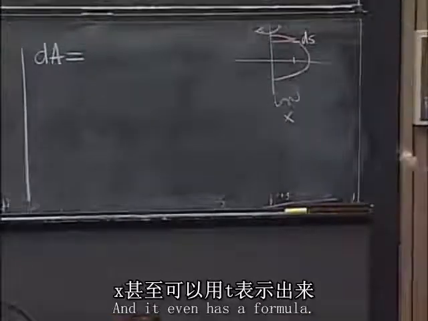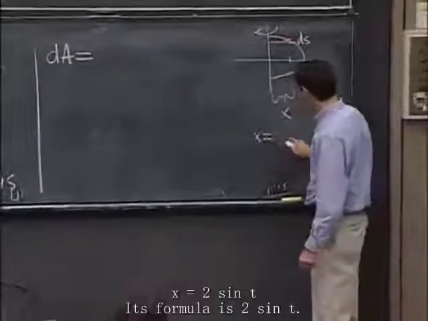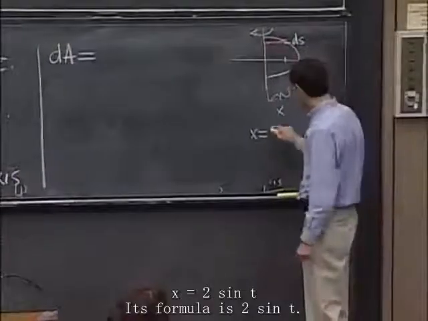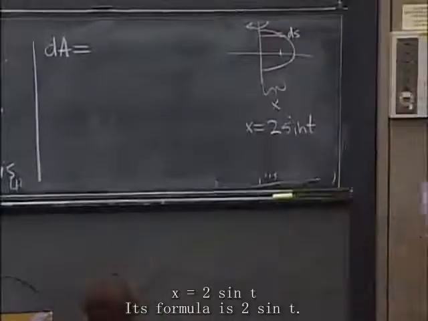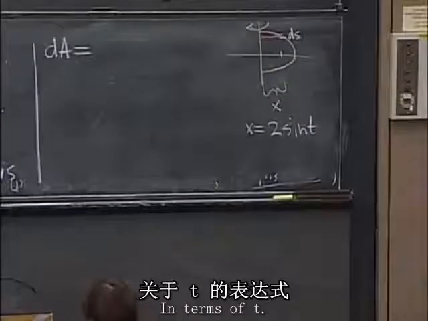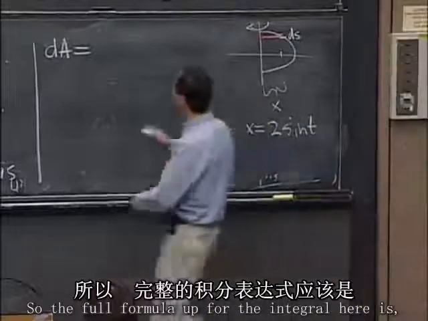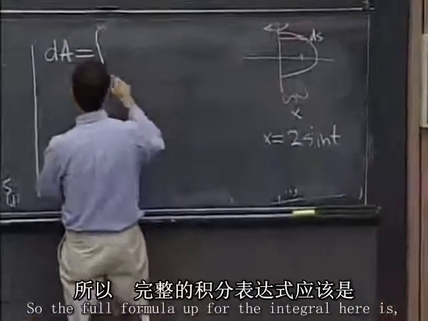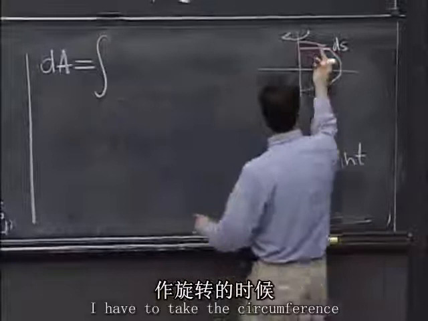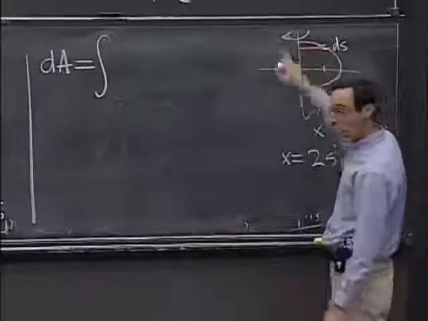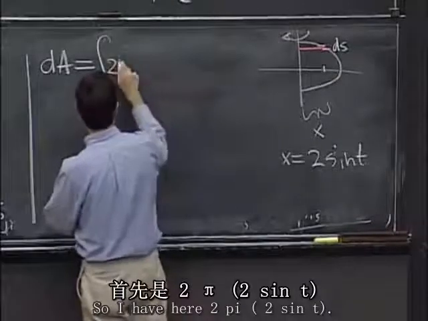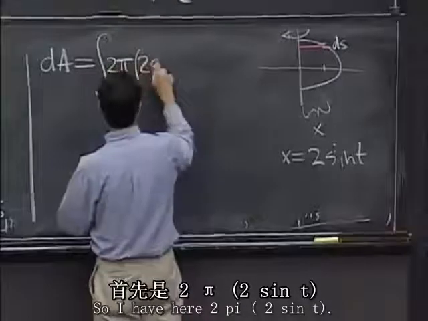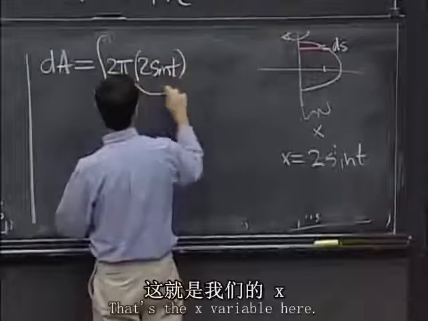And it even has a formula. Its formula is 2 sine t in terms of t. So the full formula for the integral here is, I have to take the circumference when I spin this thing around, and this little arc length element. So I have here 2 pi times 2 sine t. That's the x variable here.